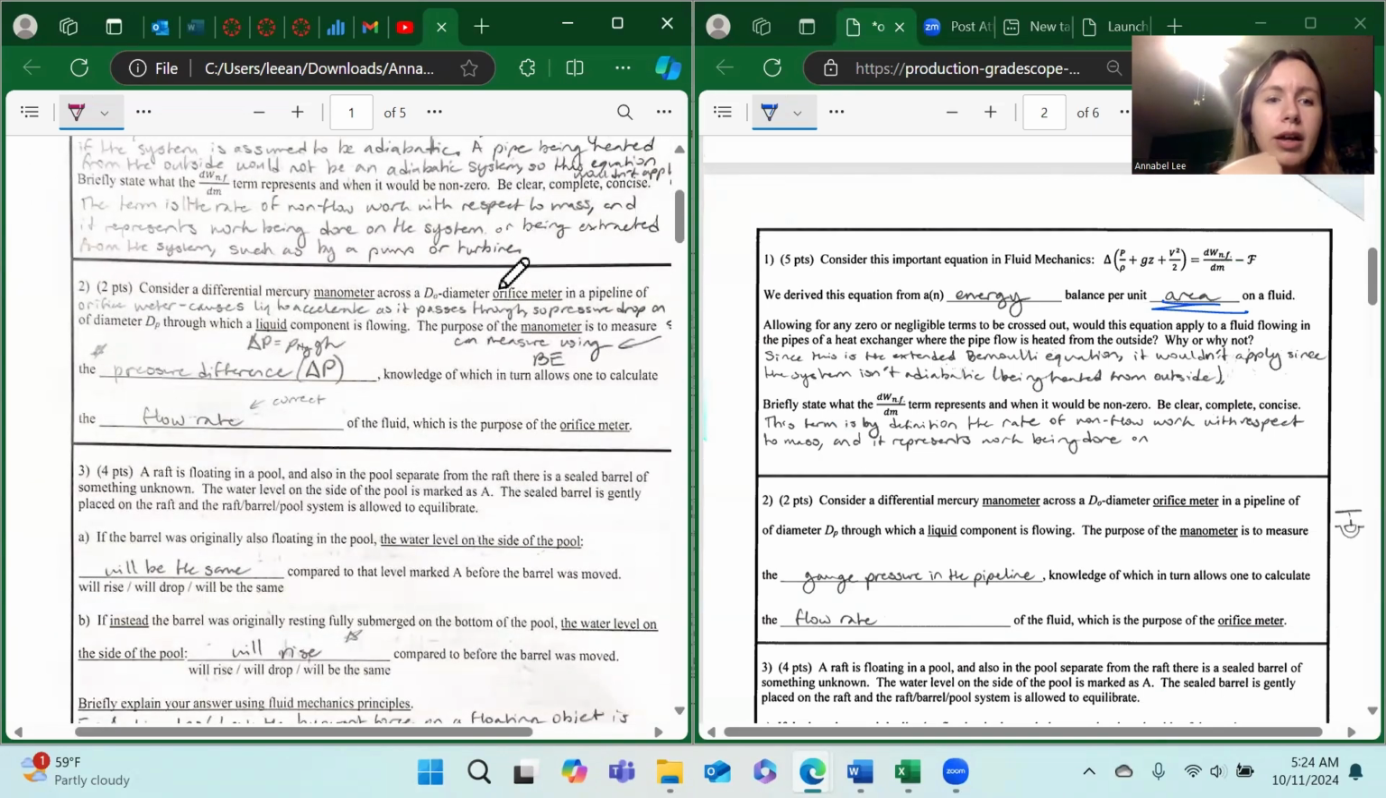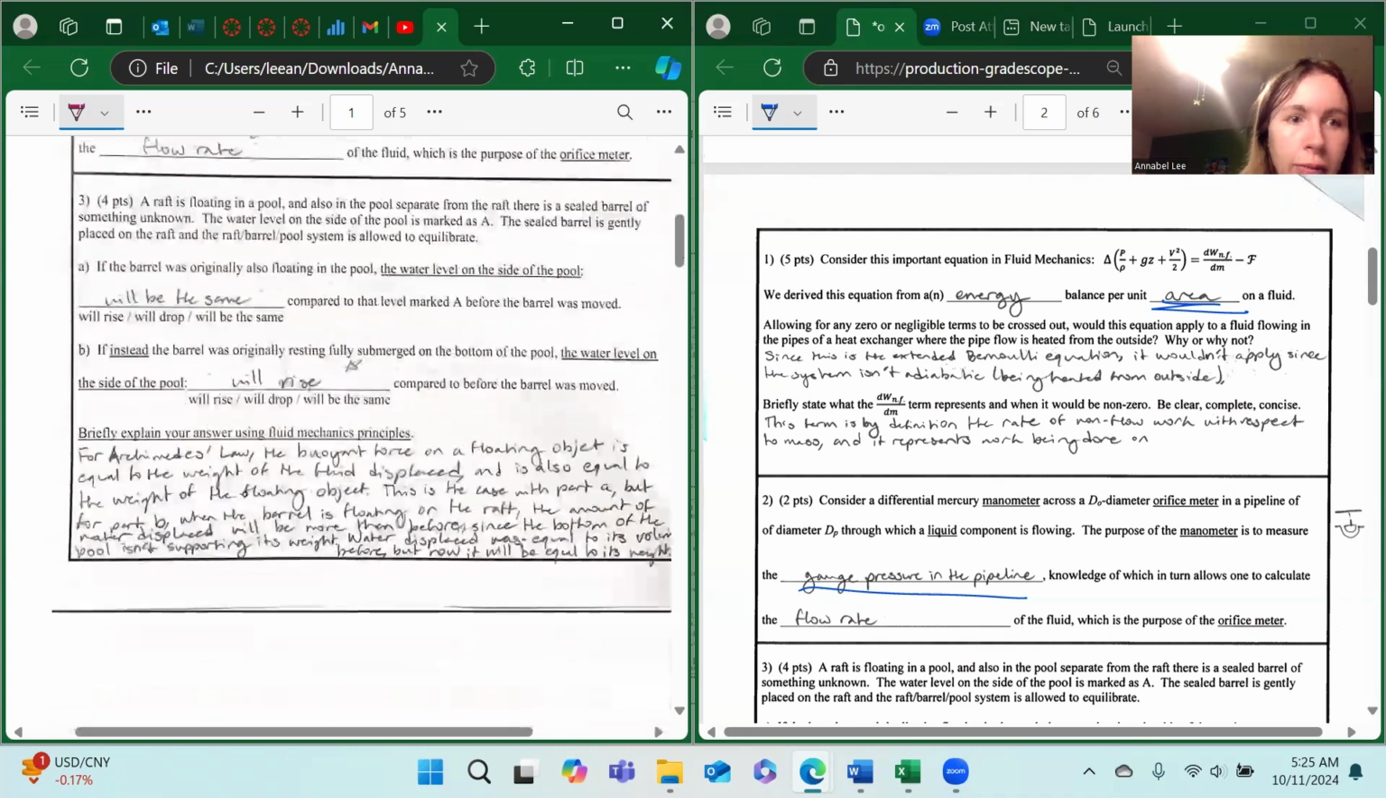Second part, I got half right. What I got wrong was this one right here, that the purpose of the manometer is to measure the gauge pressure in the pipeline. It's not, it's to measure the pressure difference using the mercury difference, so there'll be different levels on either side. There's usually going to be a pressure drop on the other side, because the orifice meter has a very tiny part, and with the decrease in diameter, you're going to get an increase in velocity. And then that can be used to measure the flow rate. I at least knew that. But yeah, pressure difference, that's what I changed.